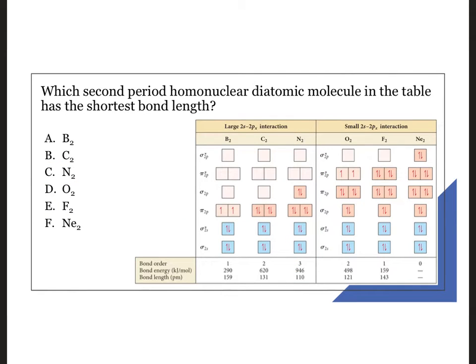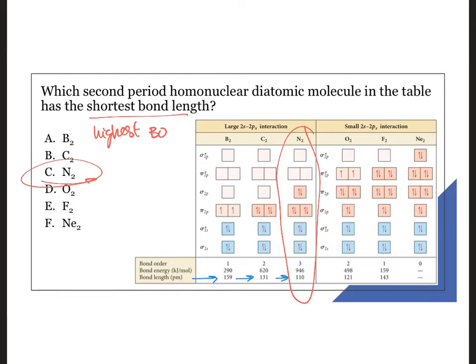Which second period homonuclear diatomic molecule in the table has the shortest bond length? Well, this is going to be the one with the highest bond order. So because this was nitrogen in the last answer, I can skip to the chase and just say N2 is our answer. But if we take a second and actually track the bond length here, notice it decreases all the way to N2, and then it increases as we go to Ne2.